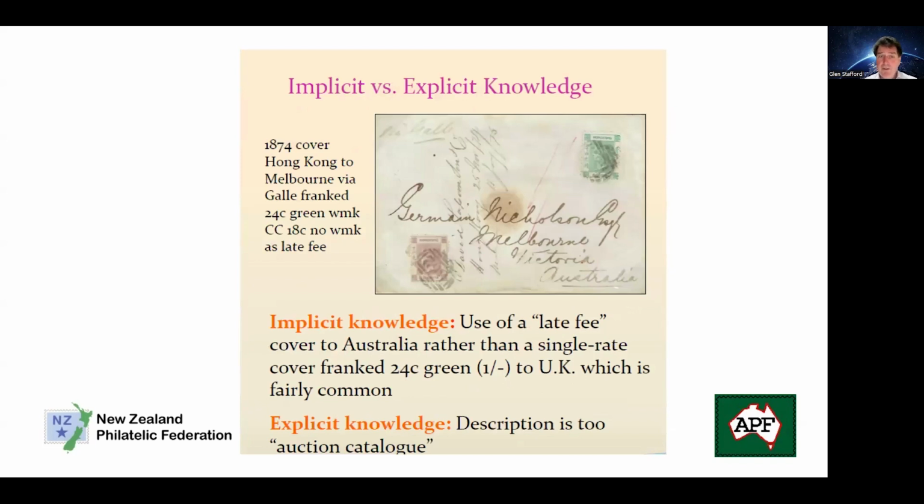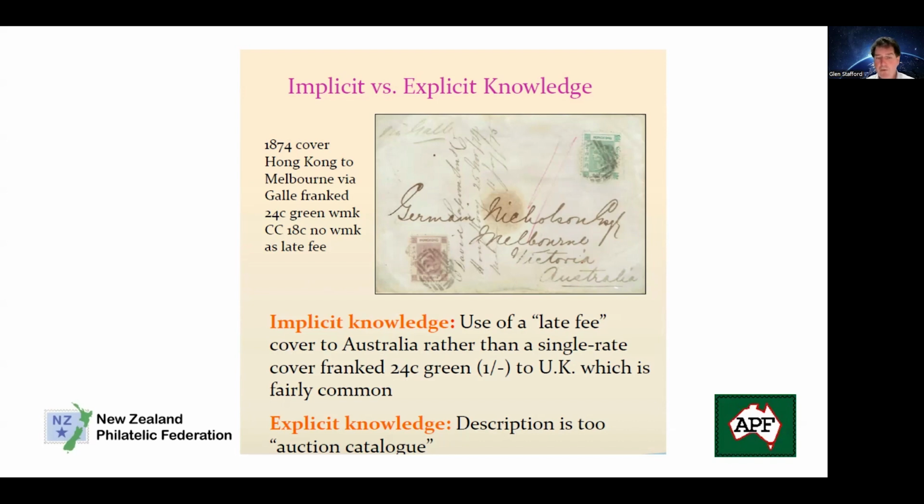So implicit versus explicit. So here is a stamp that's on a cover, initially described as 1874 cover, Hong Kong to Melbourne via Galle and Frank, 24-cent green watermark, 18-cent no watermark as a late fee. That's really just a description that a dealer would use.